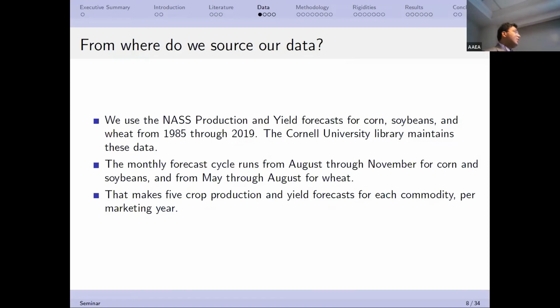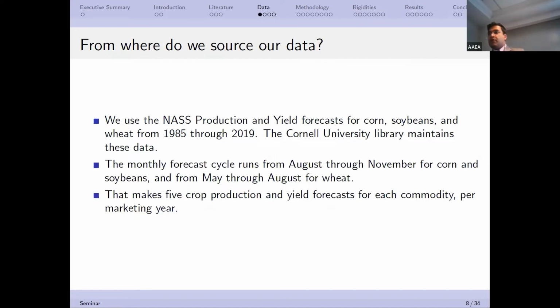Where do we get our data? In this paper, we are looking at the production and yield forecasts for corn, soybean, and wheat from 1985 to 2019. And this data set is maintained by the Cornell University Library.